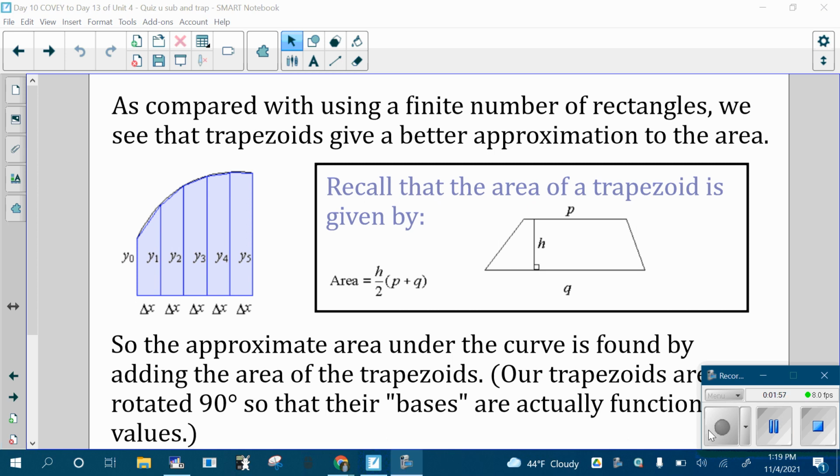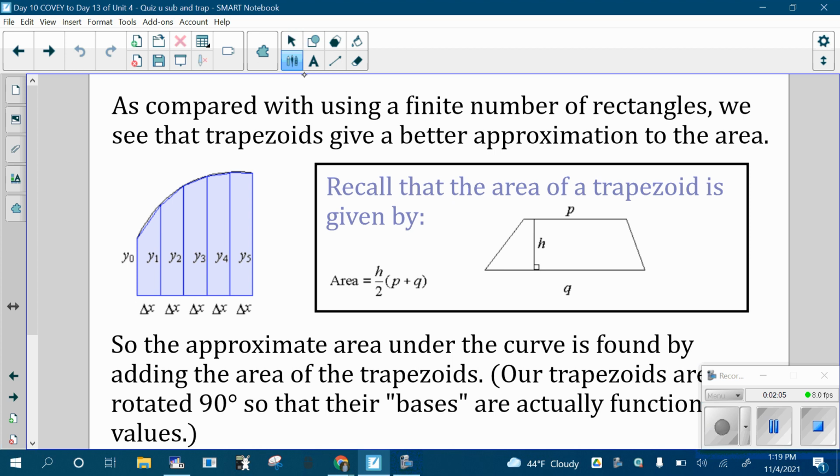Instead of using rectangles, use trapezoids. Just one thing I want you to know. First, the trapezoids are sideways, obviously. I hope you noticed that from that video.